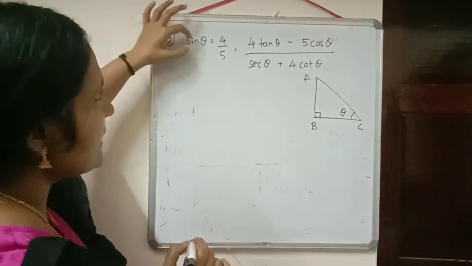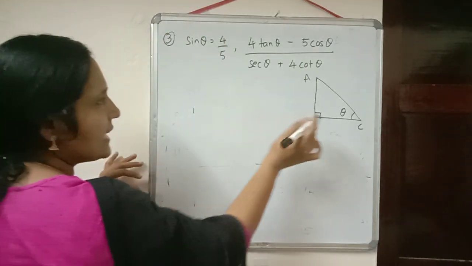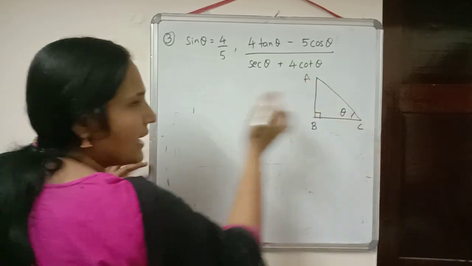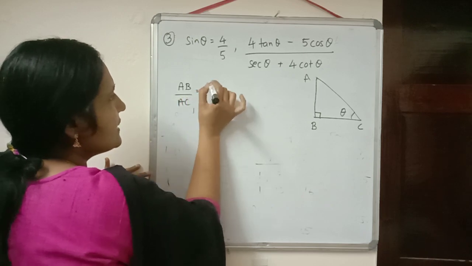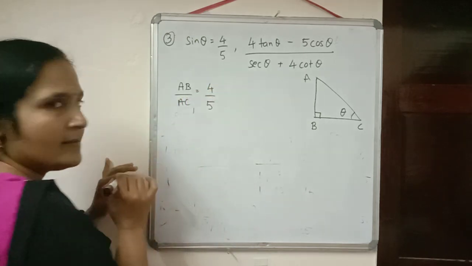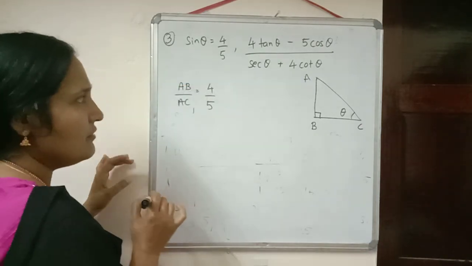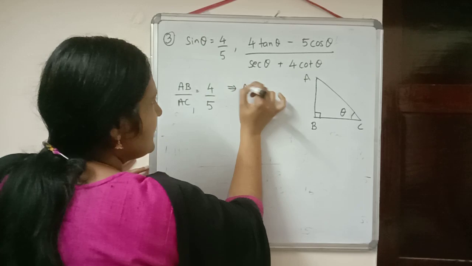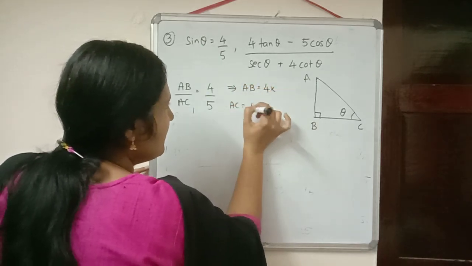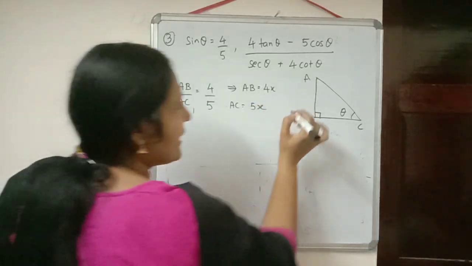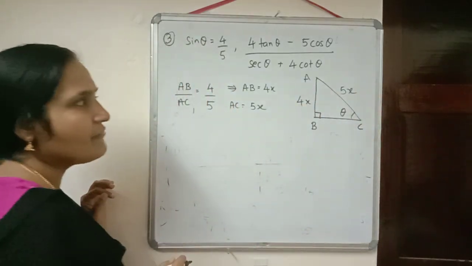Now what is given? Sin theta is equal to 4 by 5. So according to the formula, sin theta will be equal to AB by AC. So it is given AB by AC is equal to 4 by 5. AB and AC are in the ratio 4:5. So from here we can write AB is equal to 4x and AC is equal to 5x. So mention in the diagram AB is equal to 4x and AC is equal to 5x.